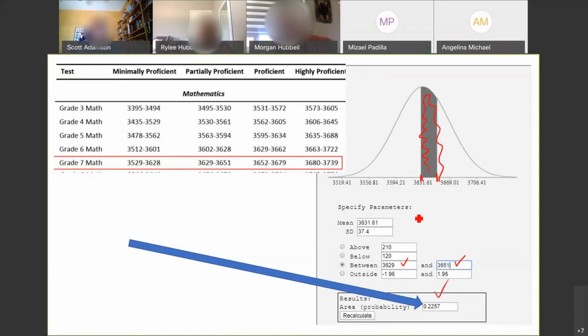And then you'll do that for proficient, and you'll do that for highly proficient. What you'll submit to me is what percentage of students in grade 7 in 2016 are each of the proficiencies: minimally, partially, proficient, highly proficient, back in 2016.